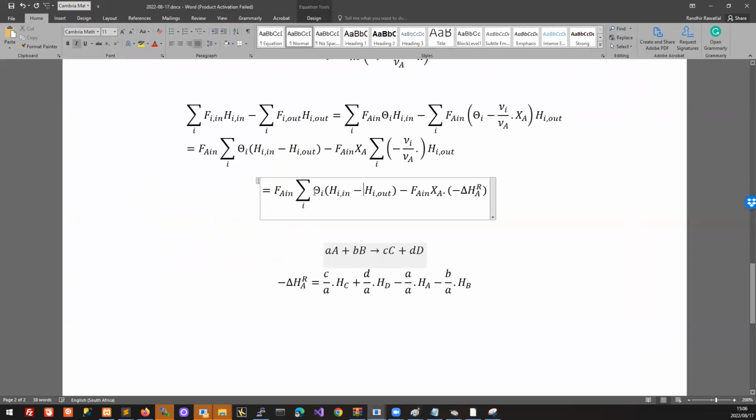So you do have multiple components here. There is a sum over these. So we can calculate that difference for each component and just add them together using the inlet molar flow ratios, and then that will give us that term. So we know how to work with this also.